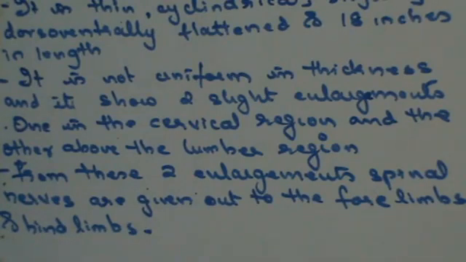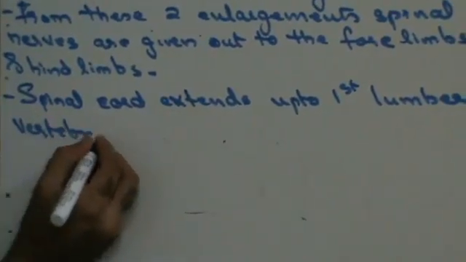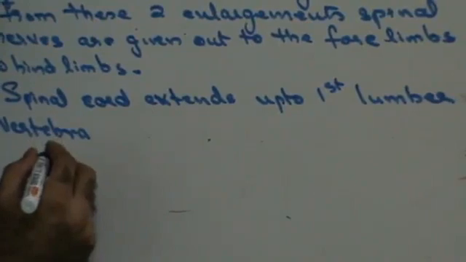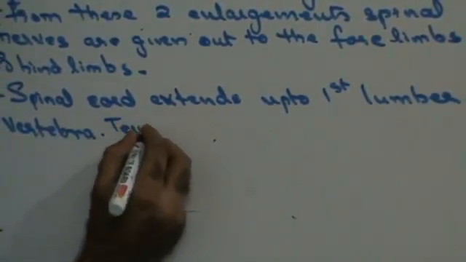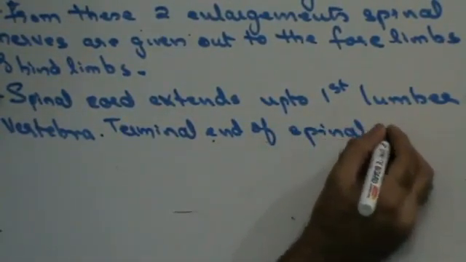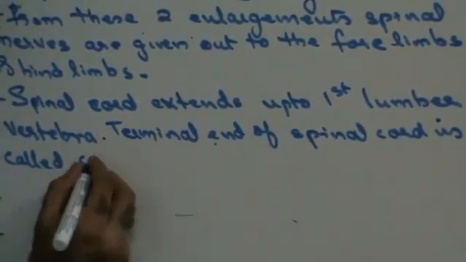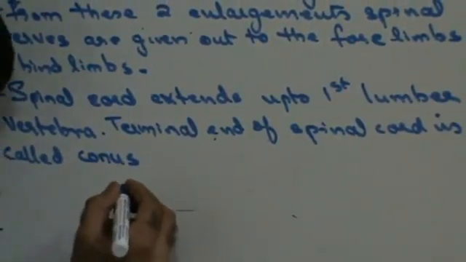Fine. The spinal cord extends up to the first lumbar vertebra. Okay. The terminal end of the spinal cord is called conus medullaris.